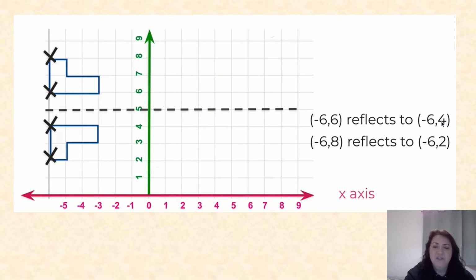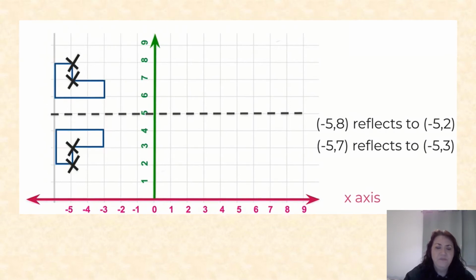Let's have a look at the next 2 vertices. Okay, -5, 8, which is, here's -5, here's 8. That one reflects to -5, 2, which is this one. And then -5, 7, which is this one, reflects to -5, 3, which is this one. Again, the first number is the same in each bracket, and that first one is the x-axis.